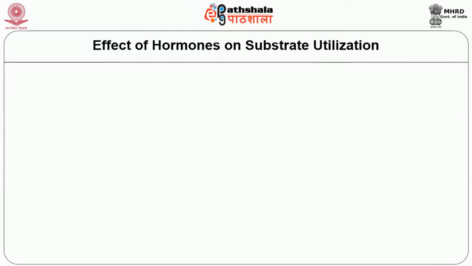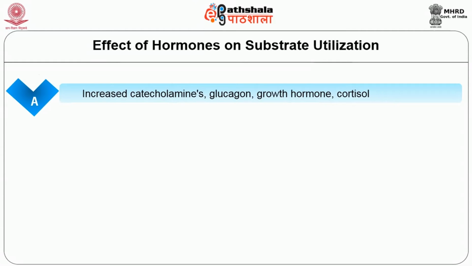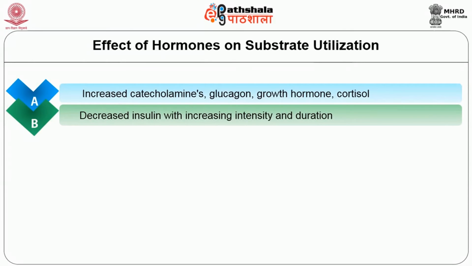Hormones affect substrate utilization, as I mentioned. Increased catecholamines, glucagon, growth hormone, and cortisol are all hormones which favor a change in substrate utilization. Insulin decreases with increasing intensity and duration, so this would benefit and favor carbohydrate utilization.